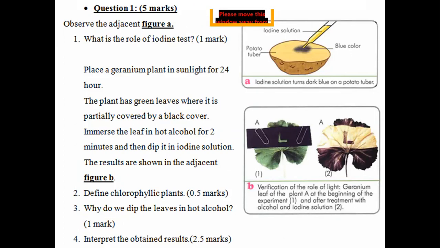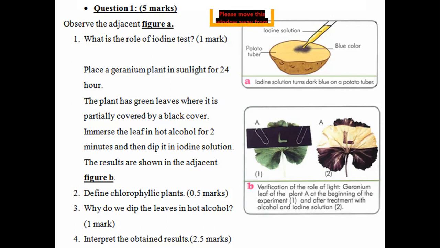Place a geranium plant in sunlight for 24 hours. The plant has green leaves that are partially covered by a black paper. Immerse the leaf in hot alcohol for 2 minutes, then dip it in iodine solution. The results are shown in the adjacent figure B.